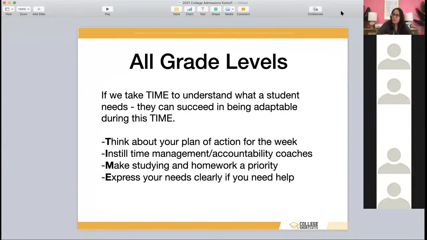T, think about your plan of action for the week. I, instill time management and accountability coaches. M, make studying and homework a priority. And E, express your needs if you clearly need help.